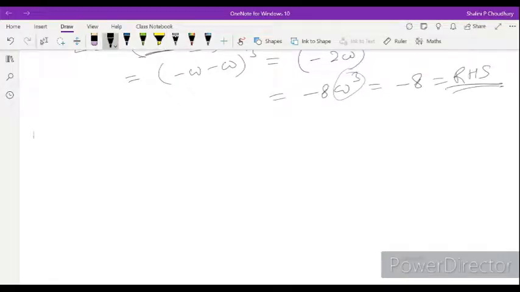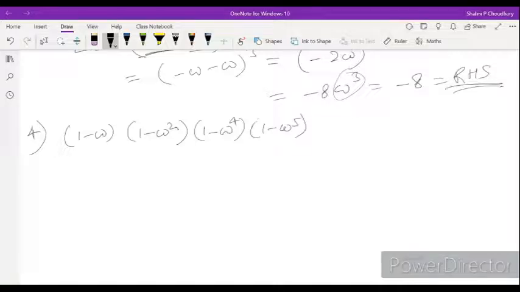Again we have to prove something. If (1 minus omega)(1 minus omega square)(1 minus omega to the power 4)(1 minus omega to the power 5) is equal to 9, you have to prove that. Now we'll take LHS here.